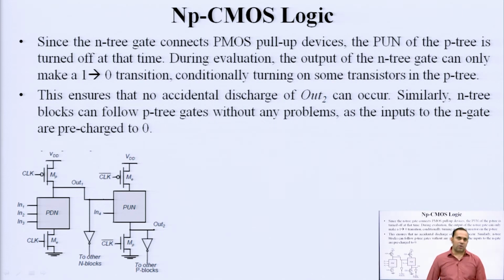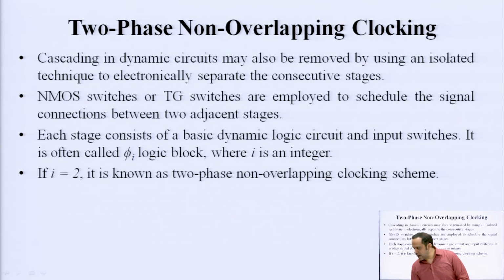So, this was how np-CMOS logic works. In addition to domino logic, with an added advantage that no extra inverter between successive stages is required, np-CMOS logic tries to solve the problem of cascading. Now, let us see another different type of approach, okay, not from the circuit point of view, not from the connection point of view, but from the clock's point of view. There is something which is known as an overlapping clock and a non-overlapping clock. Okay. Let us see, you have two clocking signals.